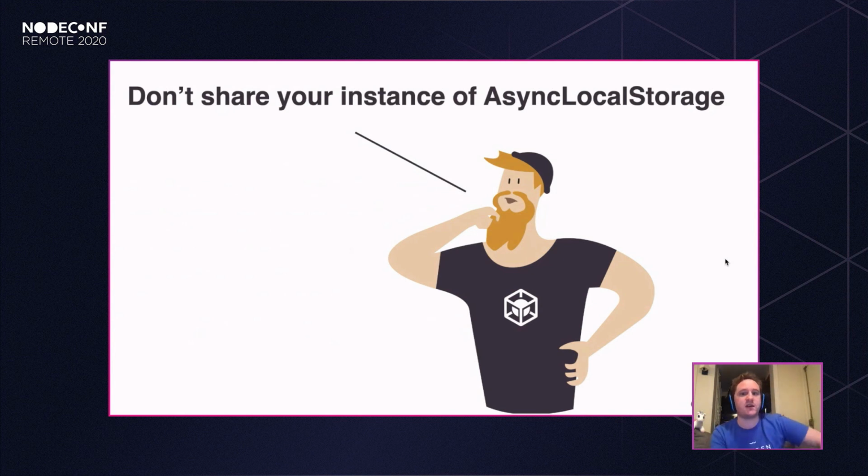Don't share your instance of AsyncLocalStorage. If you build a module that uses AsyncLocalStorage under the hood, don't share it outside. You don't want anyone to pollute it, and you don't want to share the namespace globally. For instance, there is an original module named Continuation Local Storage, and there has been a fork of that named CLS Hooked. And I'm so mad that CLS Hooked actually breaks the use of continuation local storage because they overwrite things on the same places on process. So don't share your instances. The fact that the instances are not globally shared is by design. Don't share them.